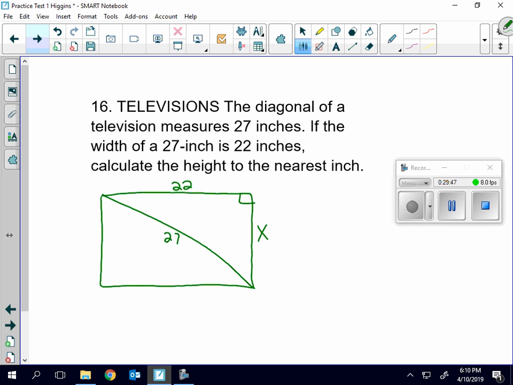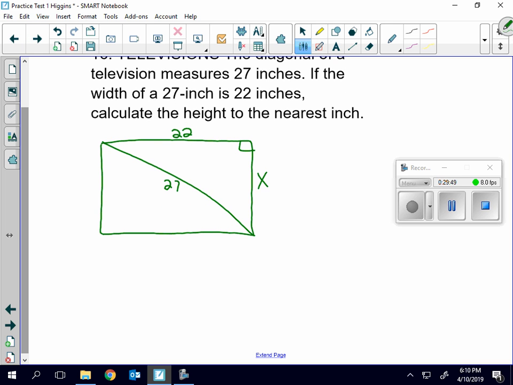And you know, if you know two sides, you can find the third side because a squared plus b squared equals c squared. Which one's c? The one across from the right angle. So we could call x the a squared if we want. We could call x this one. So x squared plus 22 squared will equal 27 squared.